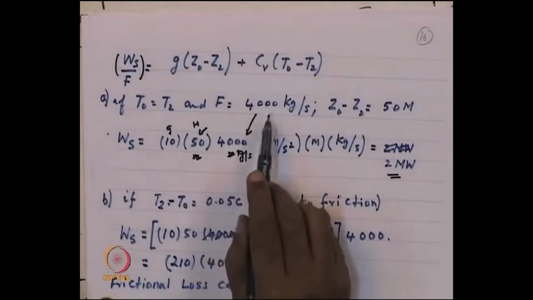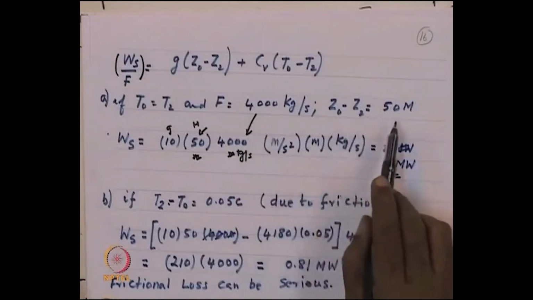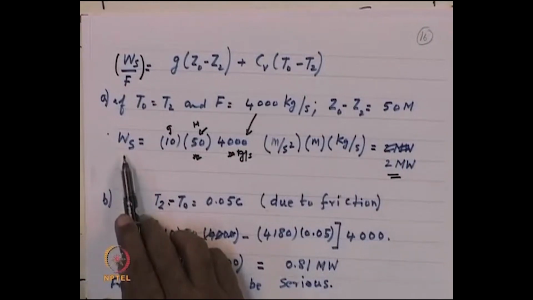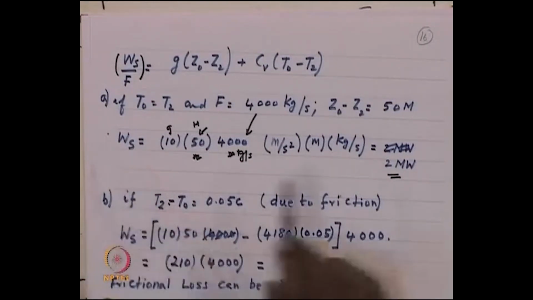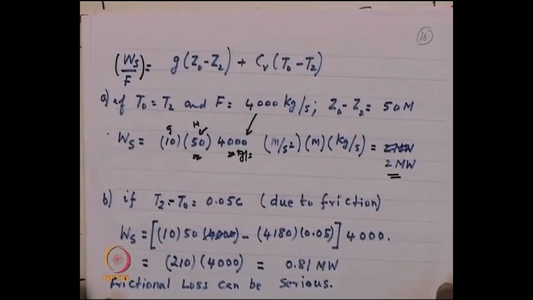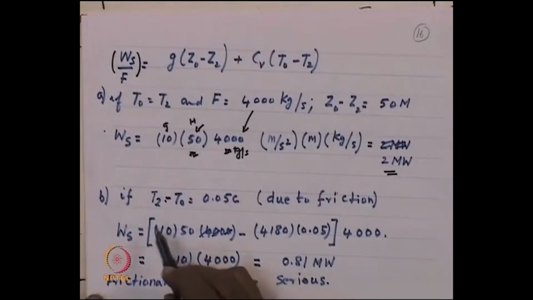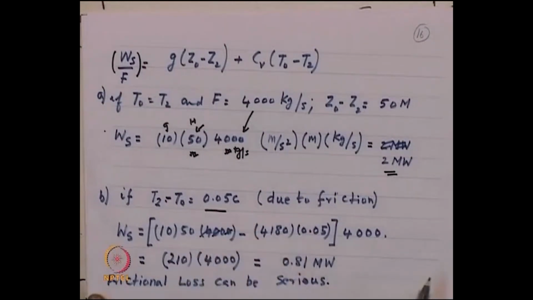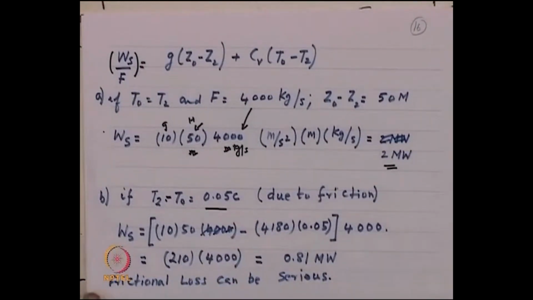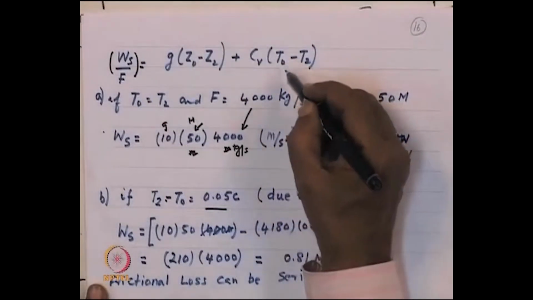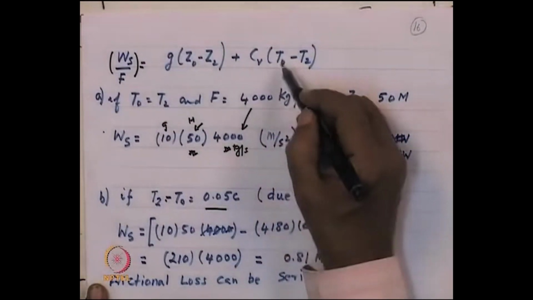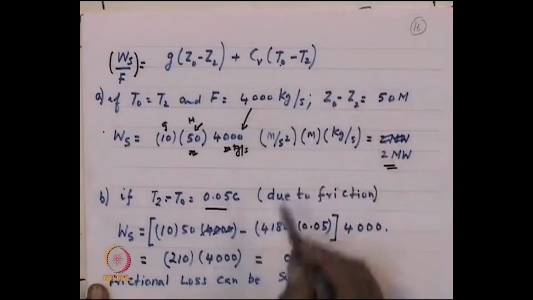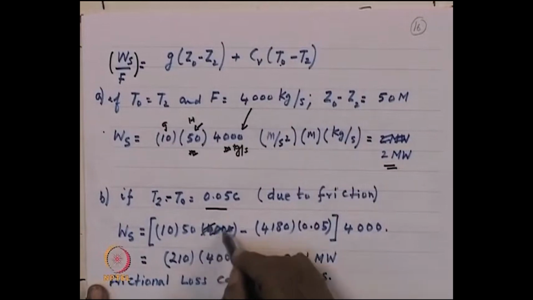If the flow is 4000 and Z naught minus Z2 is 50, then we will produce in the shaft, that means your generator, 2 megawatts of work, because that is the shaft work. Now, if it so happens that there is a slight temperature difference between T2 and T naught of 0.05 degree centigrade, which means this term is not 0. T2 minus T naught is 0.05, therefore T naught minus T2 is minus 0.05. So, I have just put those things here.